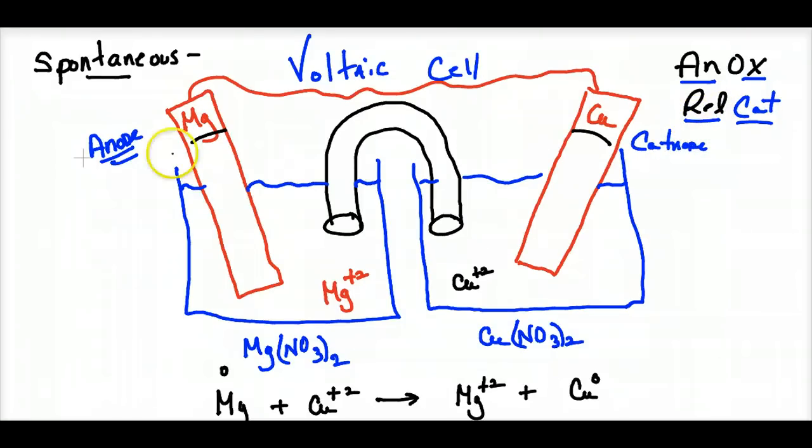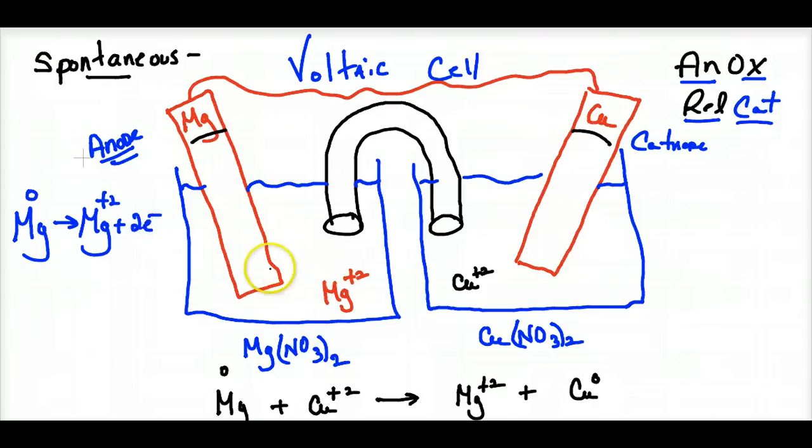Now, what happens at the anode? Oxidation. Well, what'd you learn? Leo the lion says grr. Losing electrons. So the magnesium, zero, which is the metal, becomes Mg plus 2, plus 2 electrons that are kicked out. So a piece of this magnesium becomes Mg plus 2. So magnesium's corroding, disappearing, getting smaller. The solid metal is becoming the aqueous ion. And electrons are being pushed along the conducting wire to the copper.